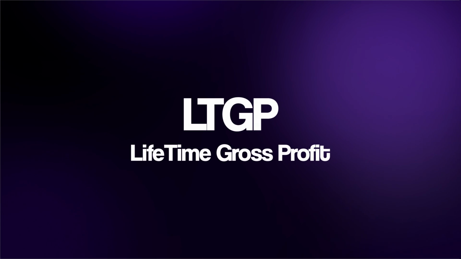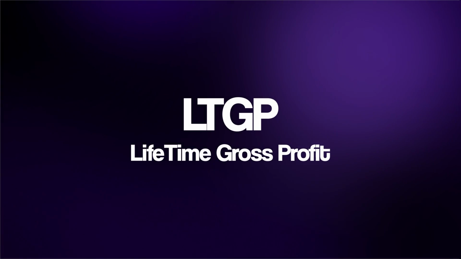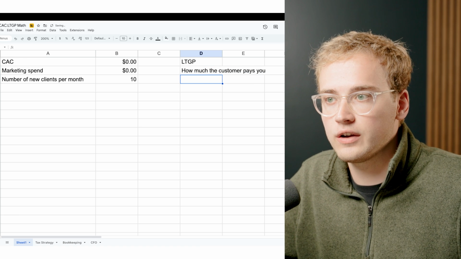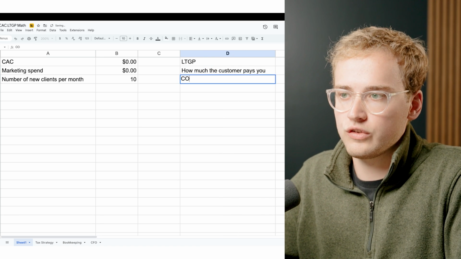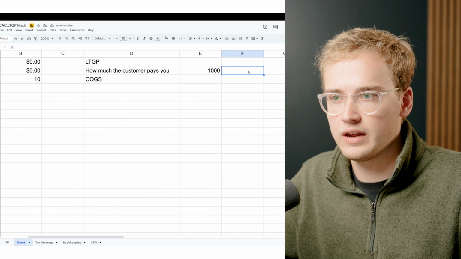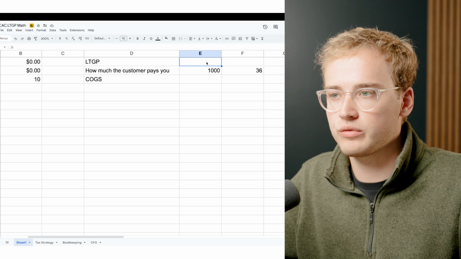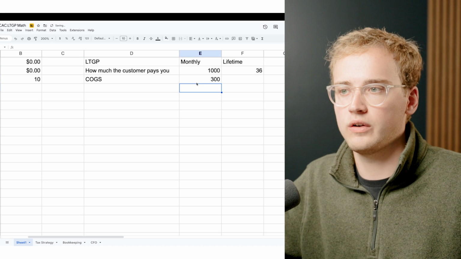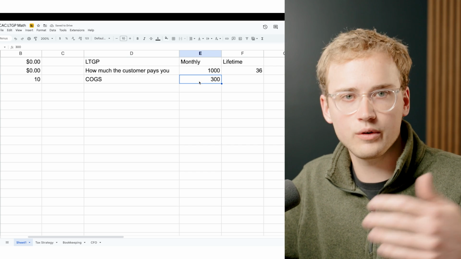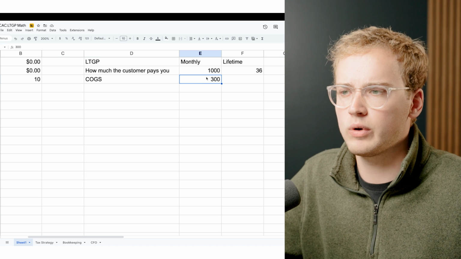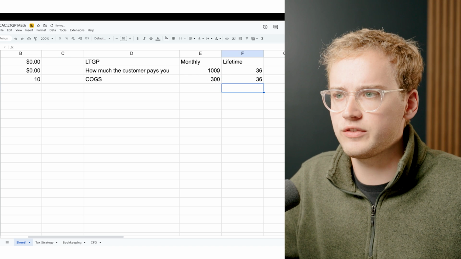Let's talk about the next metric here, which is LTGP, okay? So lifetime gross profit. And this is very simple. This is how much the customer pays you over their entire lifetime minus cost of goods sold for that specific customer, okay? So if the customer pays you, let's say, $1,000 a month, and your average customer sticks around for 36 months, and let's say your cost of goods sold is $300 per month per client, right? So that's the hours your bookkeeper's putting in, whatever software you set up for the client, whatever else might go into that for you, right?